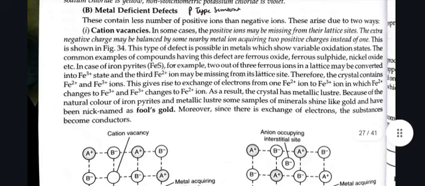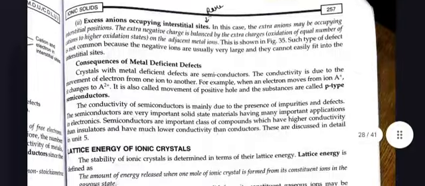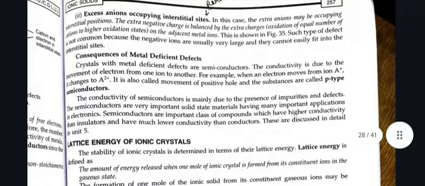Excess ion occupying interstitial sites. In this case, the extra ions may be occupying interstitial positions. The extra negative charge is balanced by the extra charge on the adjacent metal ion. This is shown in figure 35. Such a type of defect is not common because the negative ions are usually very large and they cannot easily fit into the interstitial site.